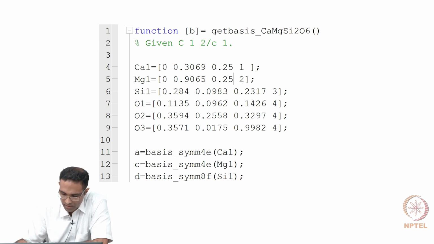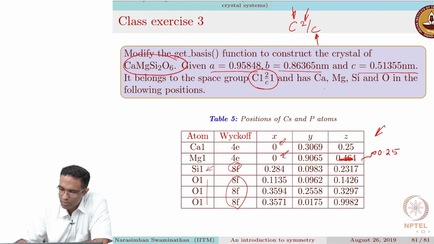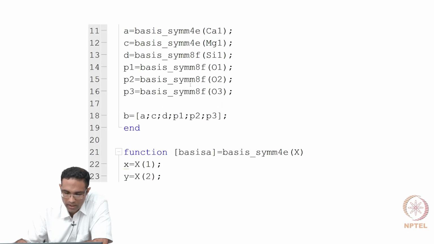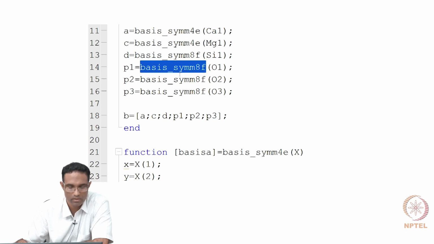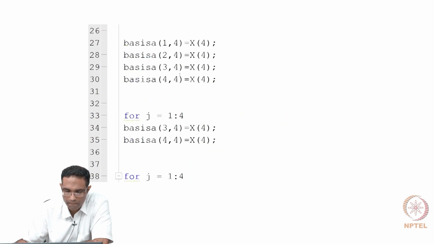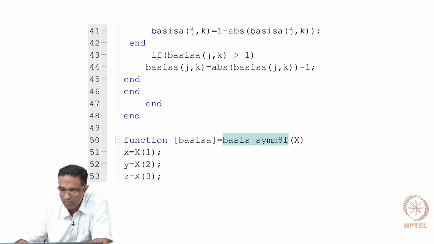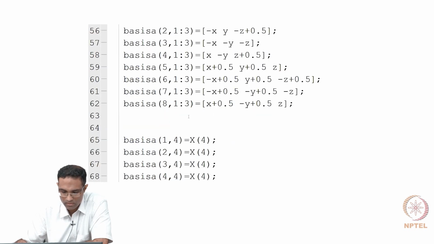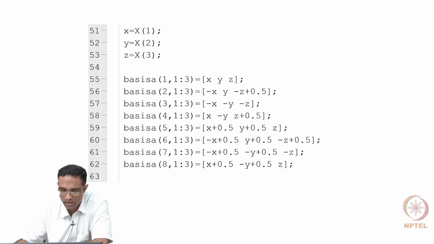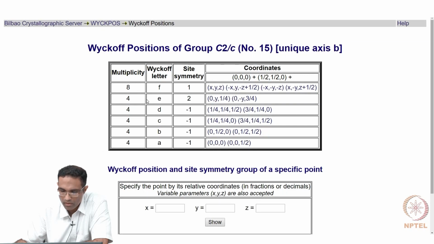The next silicon atom is actually in a 8f position. So these are the general coordinates, and all the other oxygen atoms are also in the 8f position. So consequently, I need to write only the 8f function, right? And that function is right here with all the things defined as required by these things.